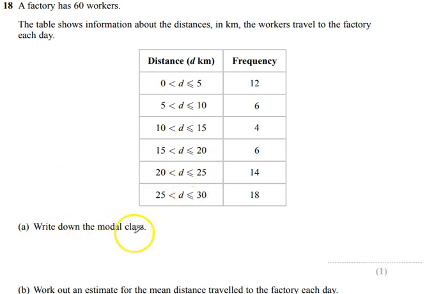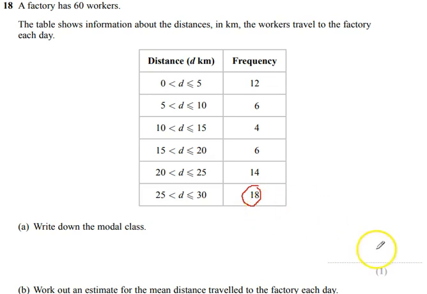So first of all, the modal class, if you remember, is just a posh way of saying the mode, which is the most common. And frequency is how many things there are. In this case, how many workers. It's saying about how far each worker travels. And so how many is the frequency, and the most frequent, the modal, the most common, is just going to be the one with the highest frequency.